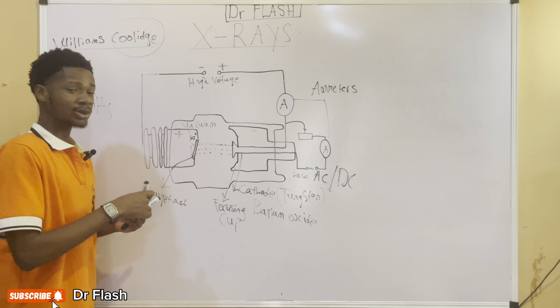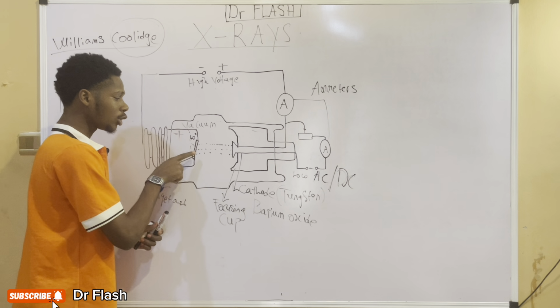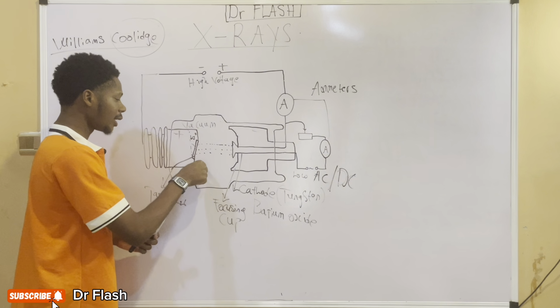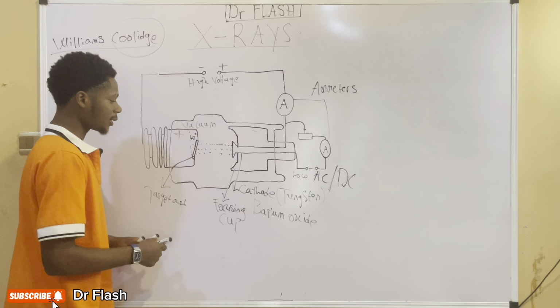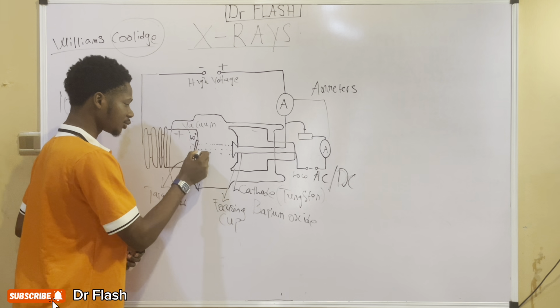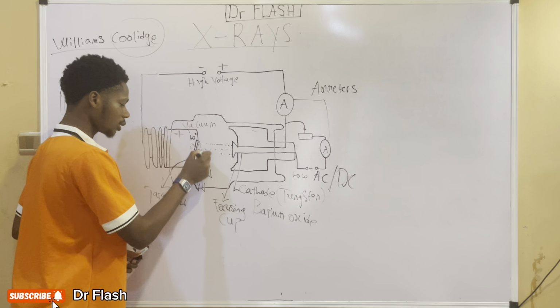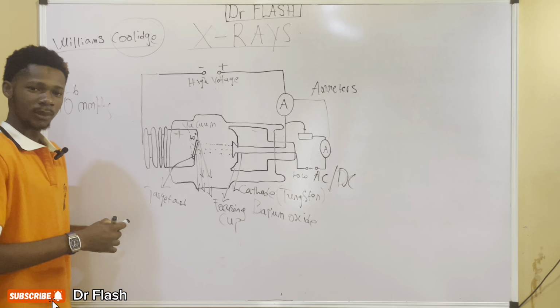The reason why we do that is so that as the fast moving electrons strike the anode, they don't bounce back to where they are coming from, but rather they move in a direction that is perpendicular to it. So the electrons tend to move in this direction after striking the anode. That is what we do.